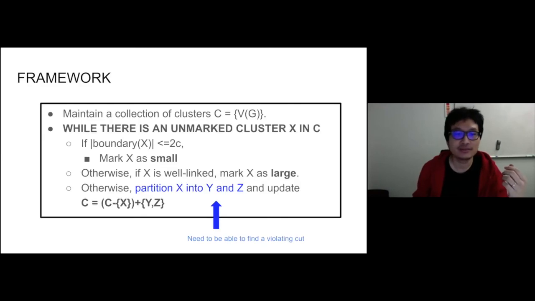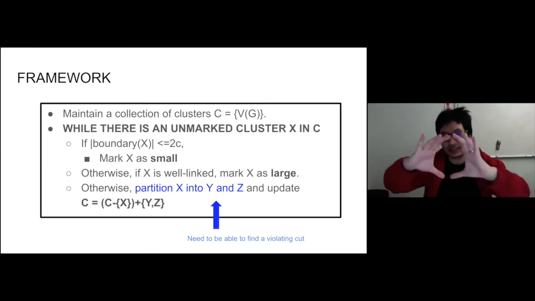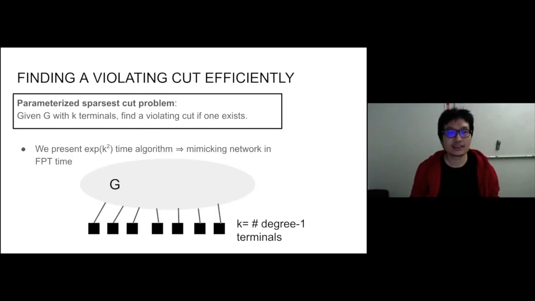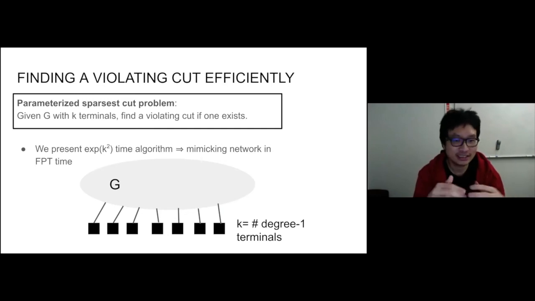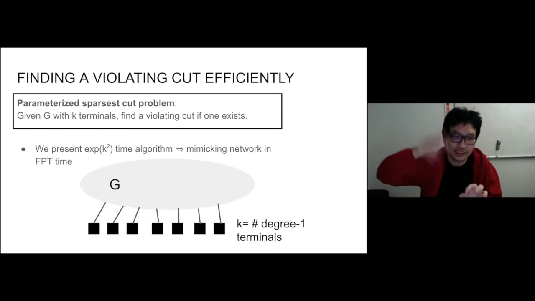So to turn this into an algorithm, notice that the only process that is not algorithmic is this one. How do I find a violating cut? If I have k terminals, I want to be able to find a violating cut inside a cluster. So I have a cluster and some boundary edges that go out. I ask myself, is there a violating cut in this cluster? This can be viewed as a parameterized sparse cut problem. You have a graph, the terminals are pulled outside, and you have k terminals, and we want to check if the sparsity here is less than 1, with respect to these terminals.